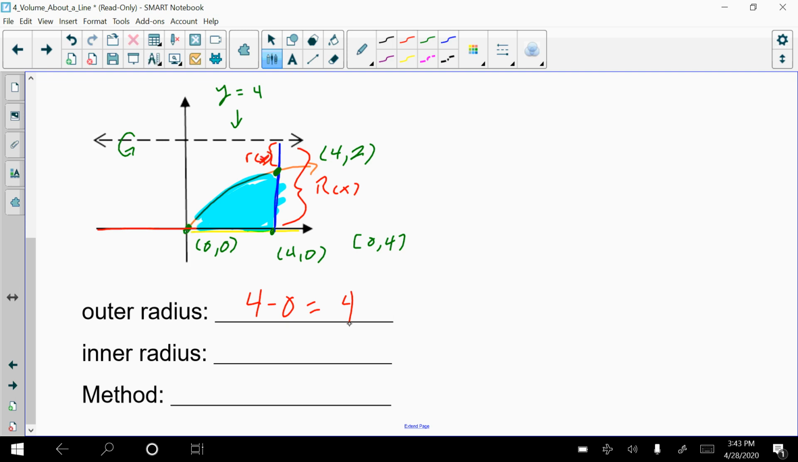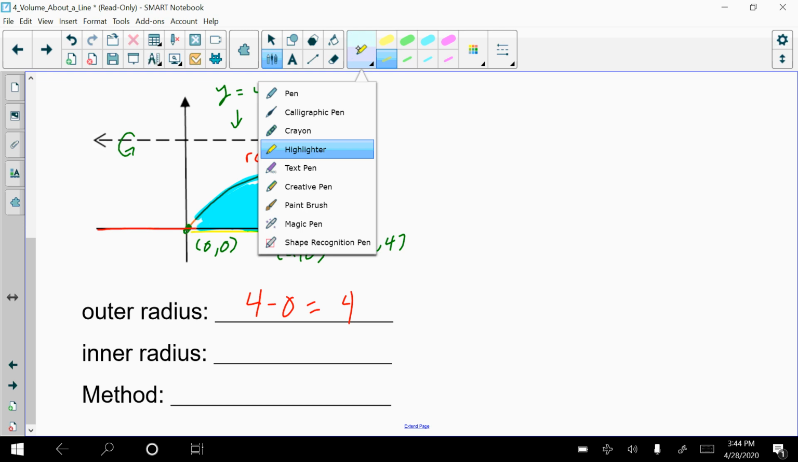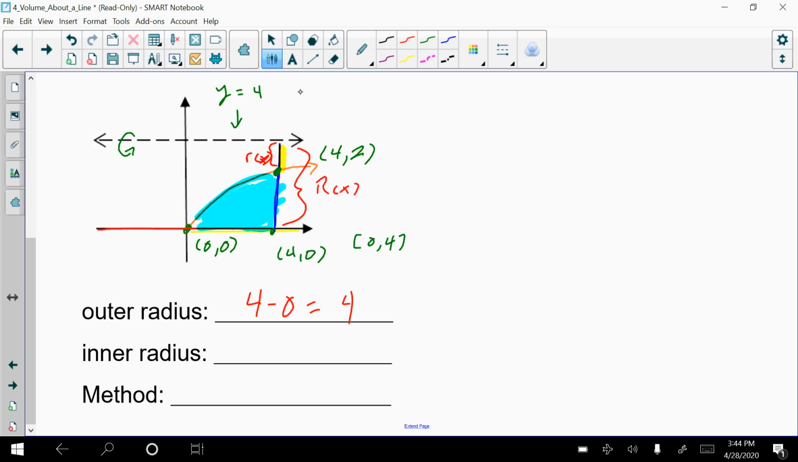And this one might make a little more sense, because if you notice, and let me highlight that here in yellow, the inner radius is going to be between the line y is equal to 4 and the boundary created here, which is not a line. It is the parent function y is equal to the square root of x. So the inner radius is the difference of the line of rotation and the boundary created by that function, the square root of x. And of course that one won't simplify, so we would just leave that as the value of our radius.